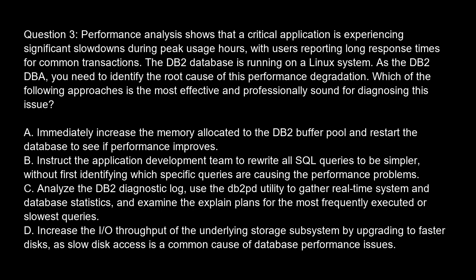Option C. Analyze the DB2 diagnostic log, use the DB2 PD utility to gather real-time system and database statistics, and examine the explain plans for the most frequently executed or slowest queries. Option D. Increase the I/O throughput of the underlying storage subsystem by upgrading to faster disks, as slow disk access is a common cause of database performance issues.